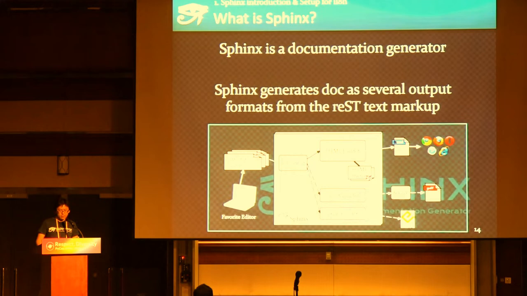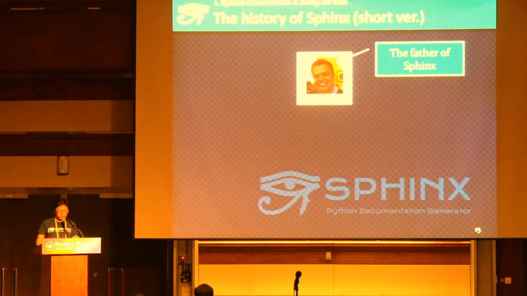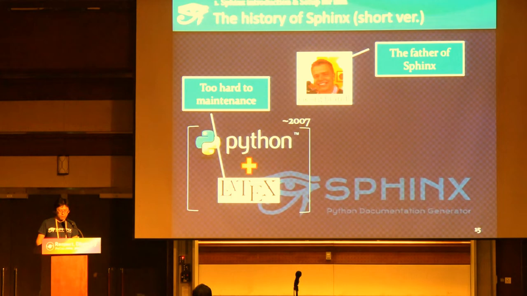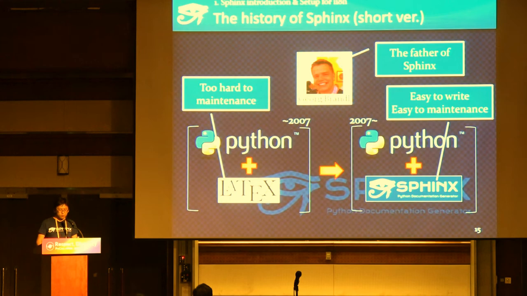This man, Georg Brandl, is the father of Sphinx. Until 2007, the Python official document was written in LaTeX, but it was too hard to maintain. Georg was trying to change such a situation, so he created Sphinx in 2007. Sphinx improves the usability and maintainability of the Python official document.